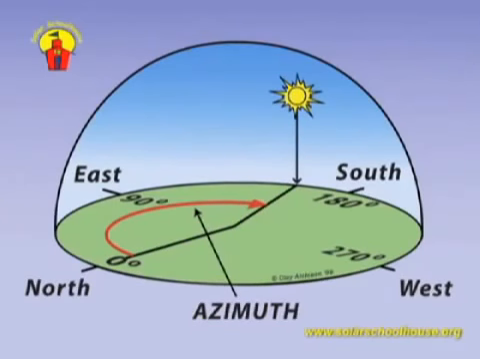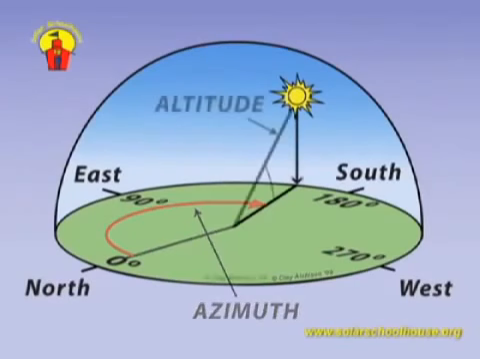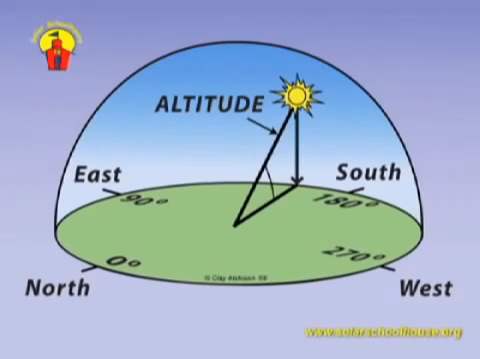A plumb line drawn from the sun to the horizon intersects a specific degree on a compass rose. This angle is a measure of the sun's azimuth. We also need to know the sun's altitude or vertical angle, its angular height above the horizon. The combination of azimuth and altitude describes a specific spot on the sky dome.